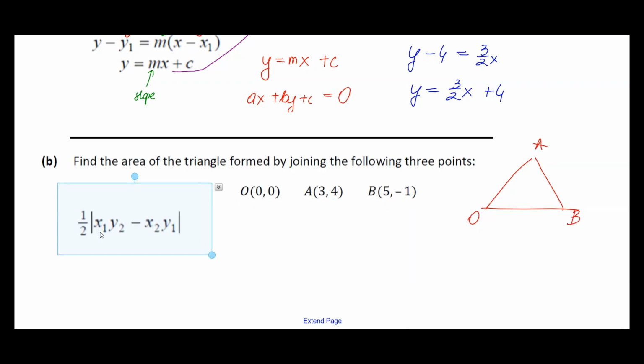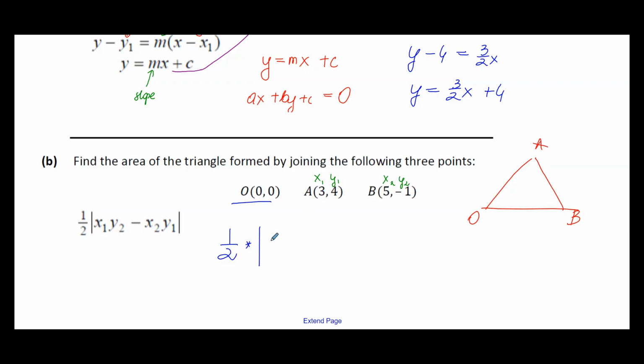Now, the main thing about this formula is that for it to work, one of the points, one of the vertices of the triangle, has to be at (0, 0), and we do have that. So we don't have to do anything. We just have to replace letters with numbers. Let's say my point A is the first point and B is the second point. And again, it doesn't matter which is first and which is second. Now, don't forget that this is an absolute value bracket. Therefore, those are the straight lines.